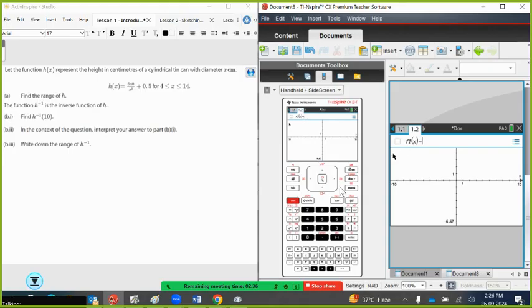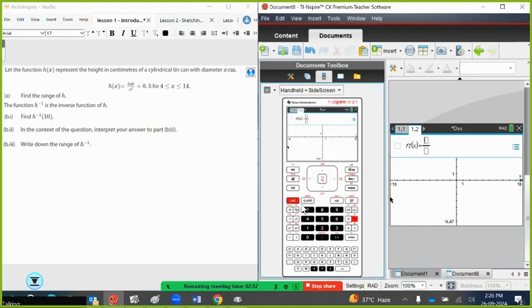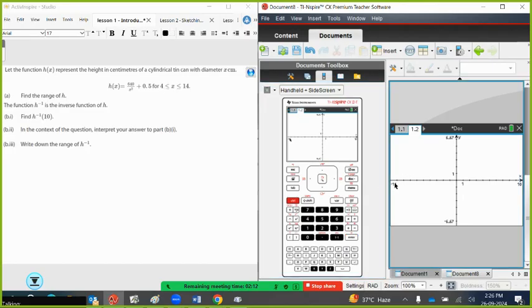We want to type the function in. So to get the division symbol, the quotient, we press Control Divide. And then we want 640 over x squared plus 0.5. Oh, we're not seeing anything. Well, if we look at the domain, it goes from 4 to 14. So we want to be starting over at 4 and finishing at 14.